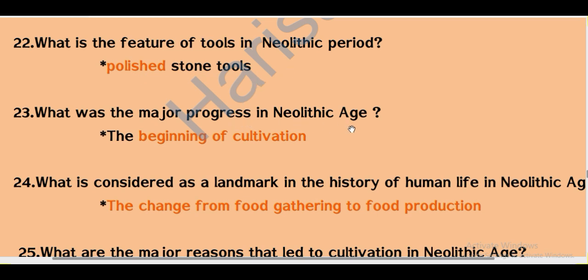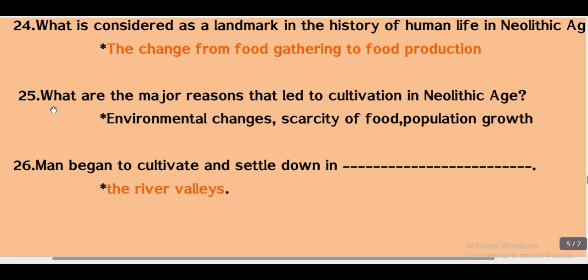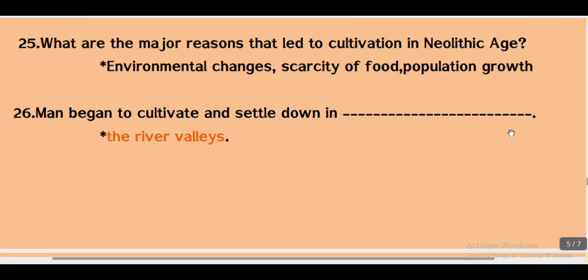What is considered as a landmark in the history of human life in Neolithic age? The change from food gathering to food production. What are the major reasons that led to cultivation in Neolithic age? Environmental changes, scarcity of food, population growth. Man began to cultivate and settle down in dash the river valleys.